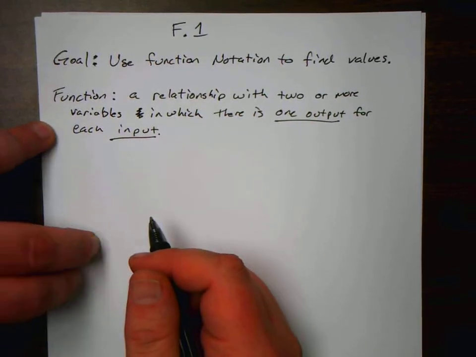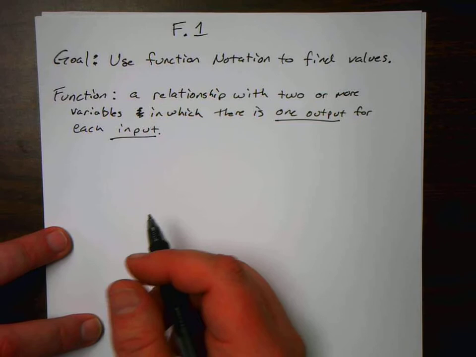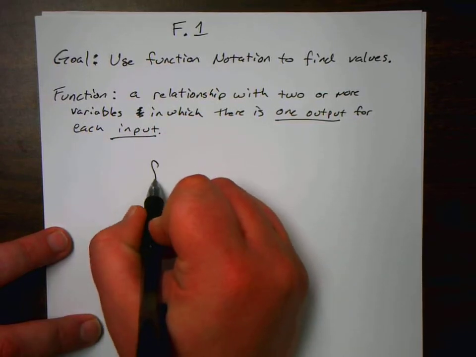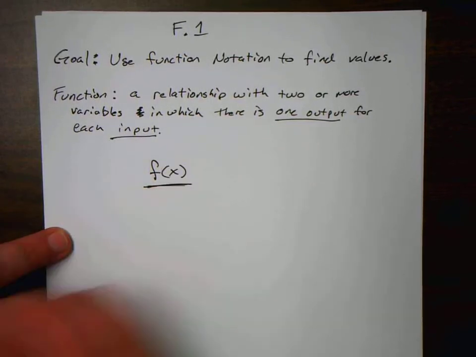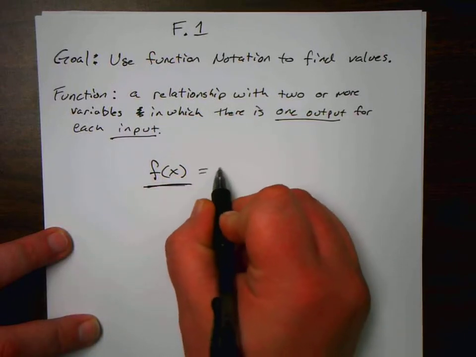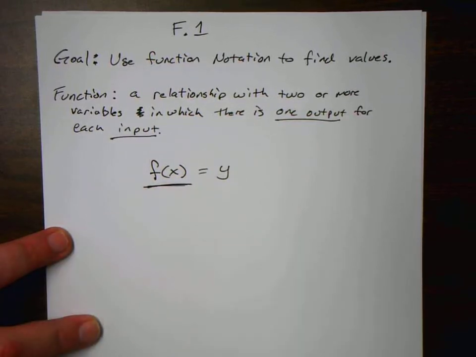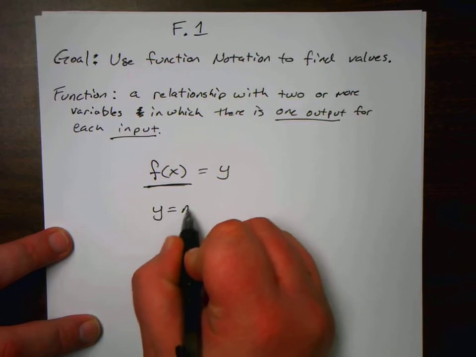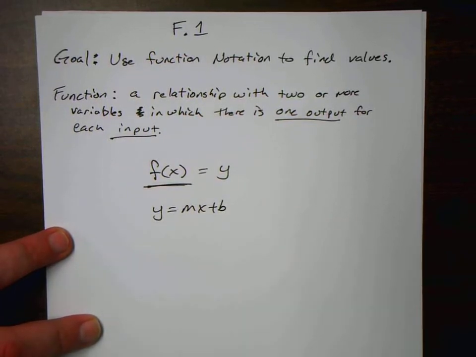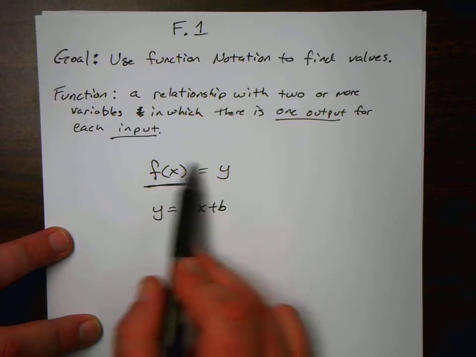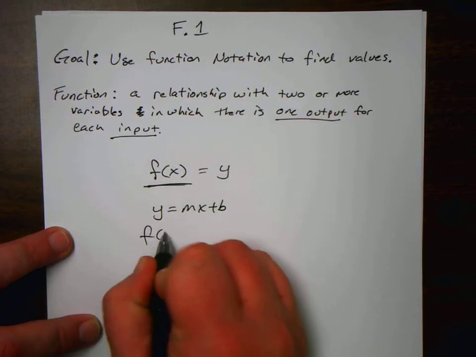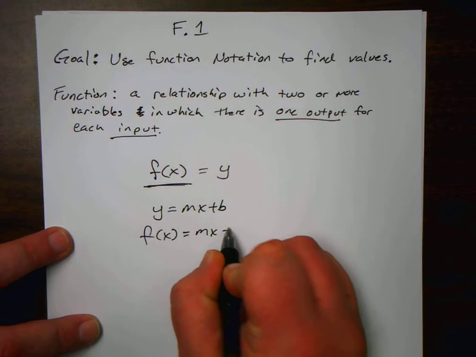Now, function notation looks like this: f of x, right here. And this function notation is really going to be y. So you know we used y equals mx plus b to create a model for our starburst project. Well, now instead of y equals mx plus b, we can say f of x equals mx plus b.